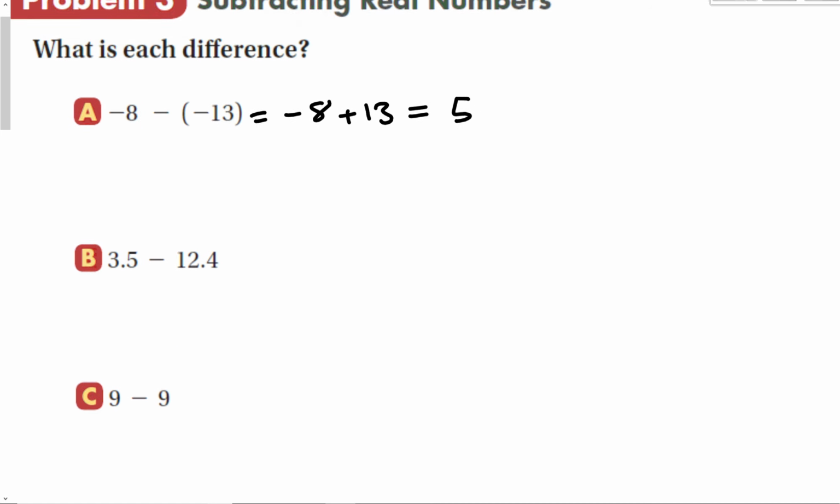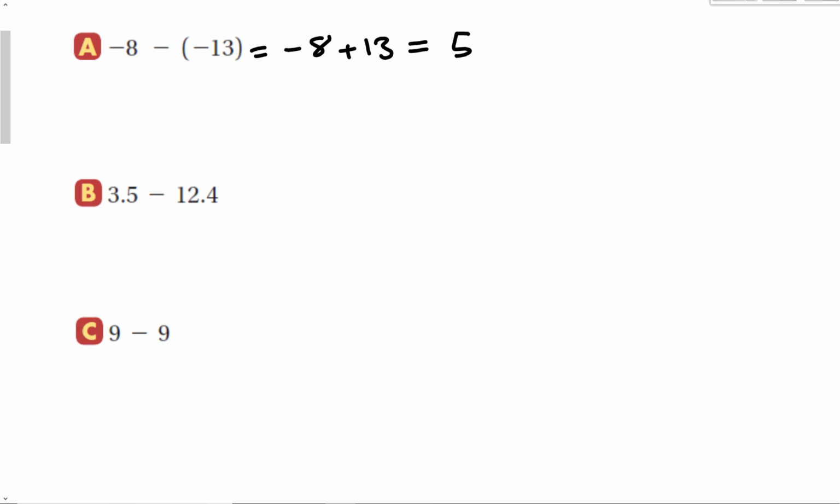Same with decimals. Doesn't matter that we have decimals. We're still going to use the same idea: 3.5 minus 12.4. We're going to add the opposite. The opposite of 12.4 is negative 12.4. And when I add these, we get a negative 8.9, since the negative 12.4 is bigger than the positive 3.5.